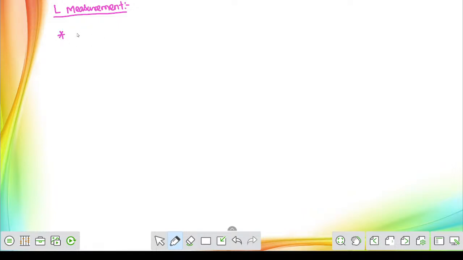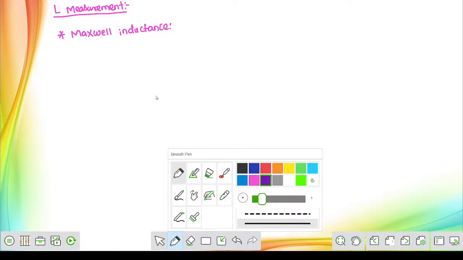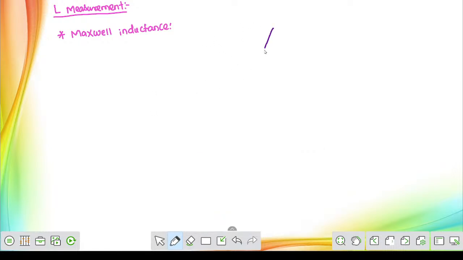Let us see the first one, what I told, the Maxwell inductance bridge. If you are observing the Maxwell inductance bridge, what you have to remember here is this. I will give the general structure. Let us take the bridge structure like this, and in between you can connect your galvanometer. I am just showing you the standard structure that I am going to consider.